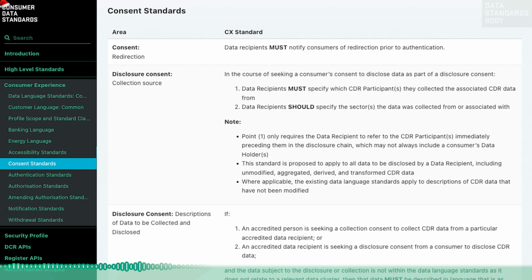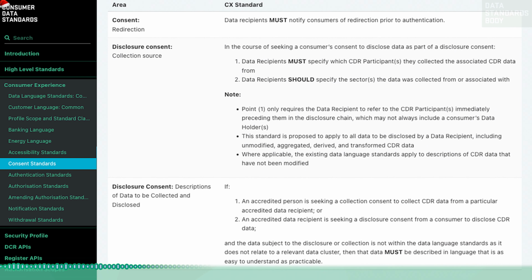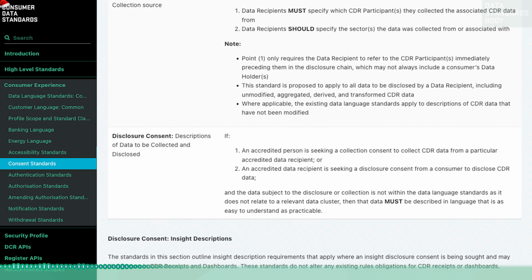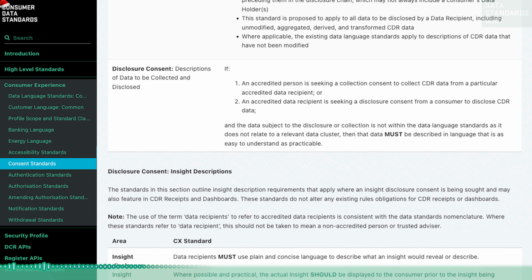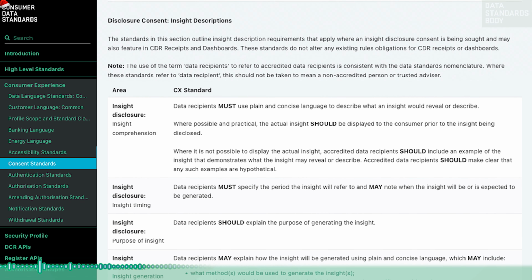The CX consent standards specify binding requirements on how the consent process is presented to the consumer. The consumer must give informed consent, and the standards specify the information and choices the consumer must be given.